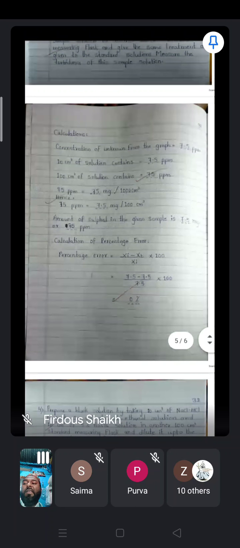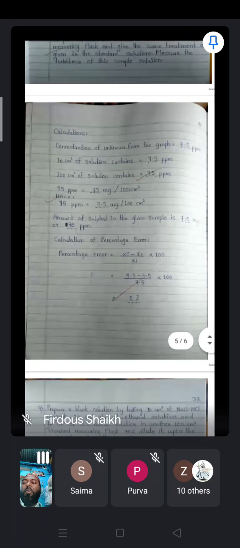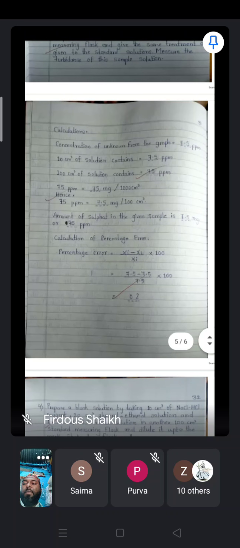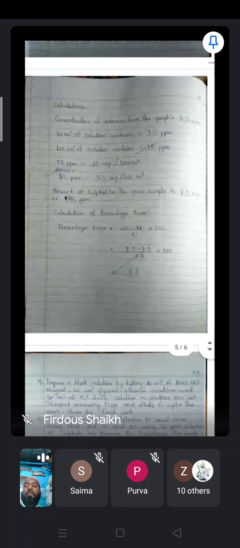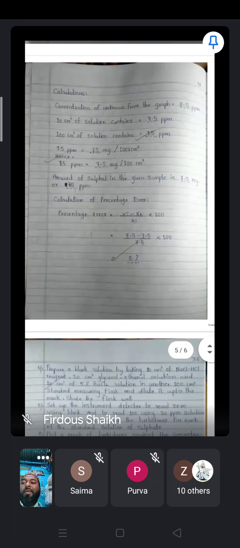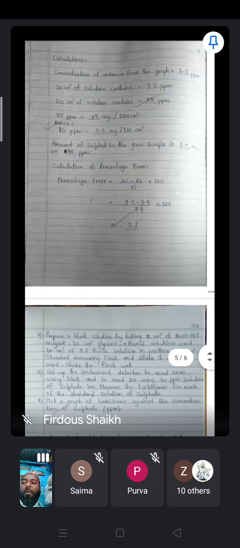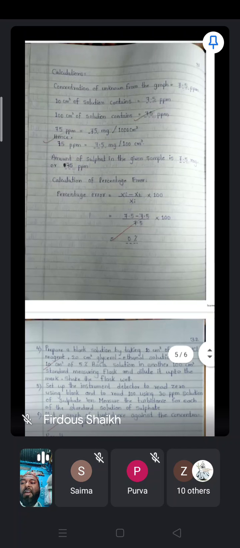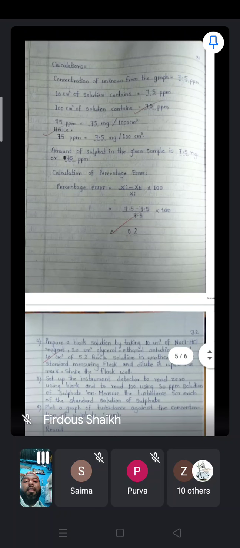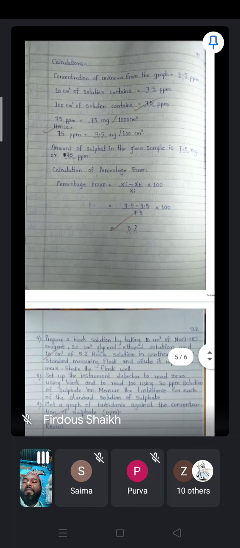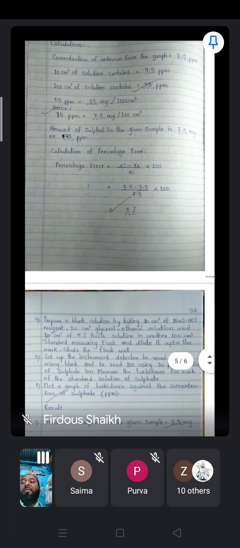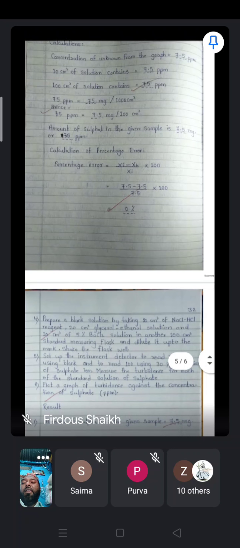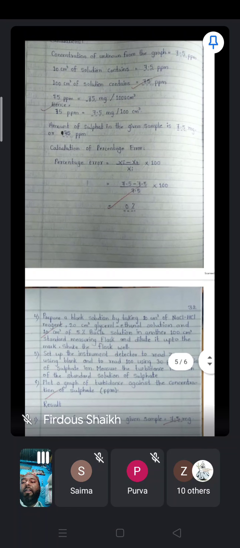75 ppm is equal to 75 milligram per 1000 cm cube. Hence 75 ppm is equal to 7.5 milligram per 100 cm cube. Therefore, the amount of sulfate in the given sample is 7.5 milligram or 75 ppm. Then we are going to calculate the percentage error. Again, the same formula that we already use: xi minus xt divided by xi into 100. That will be provided to you.